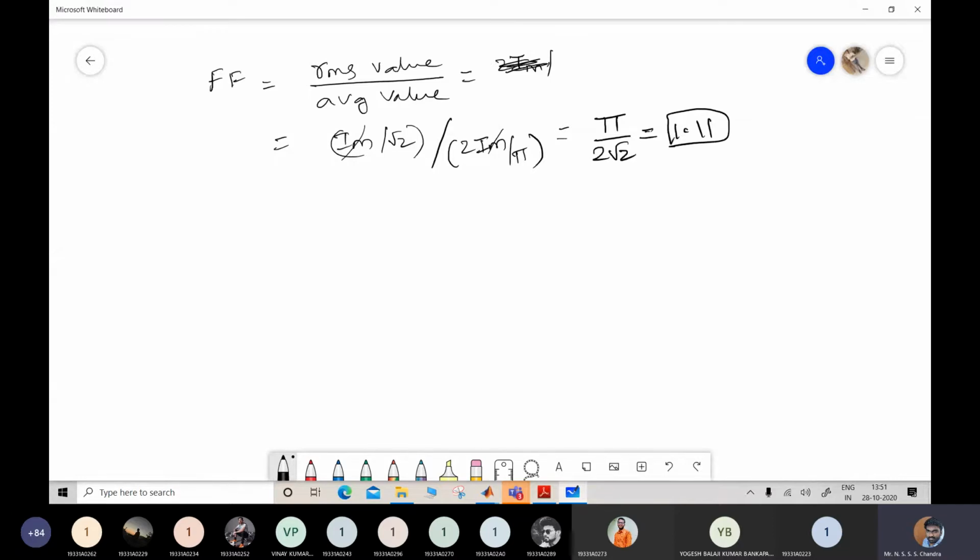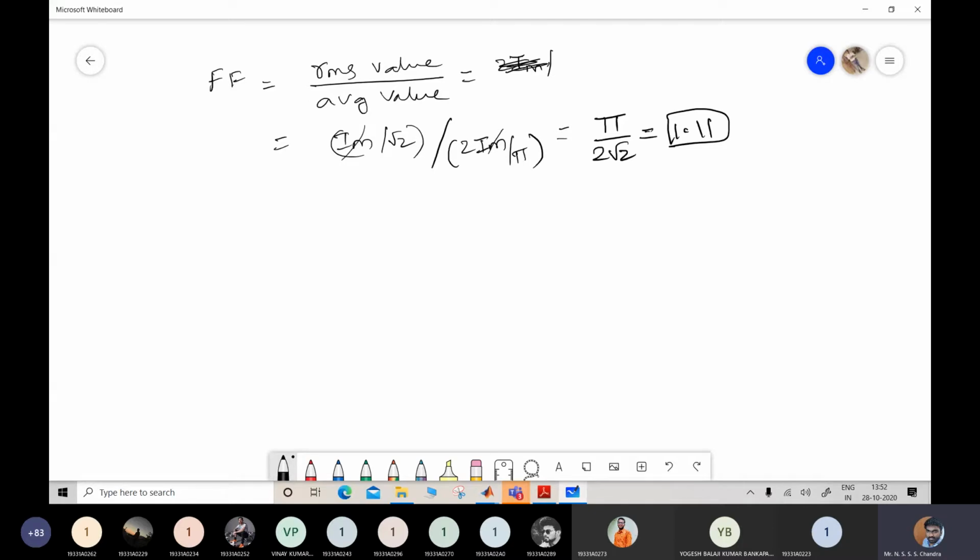If you remember, for a pure sinusoidal waveform also you get the same form factor, 1.11. So the form factor of the fully rectified waveform and that of a pure sinusoidal waveform remain the same, 1.11. Whereas what is the form factor for a half-wave rectified output? 1.57, sir. It's pi by 2, that is 1.57. So this is the form factor.